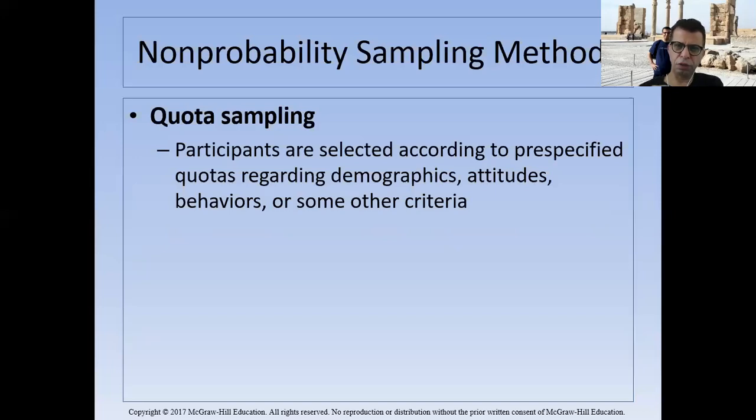In quota sampling, participants are selected according to a pre-specified quota regarding demographics, attitude, behavior, or some other criteria. So you say, I will select 50 white females here, 50 black females, and 50 white males. So this is a quota according to their ethnic or demographic background.